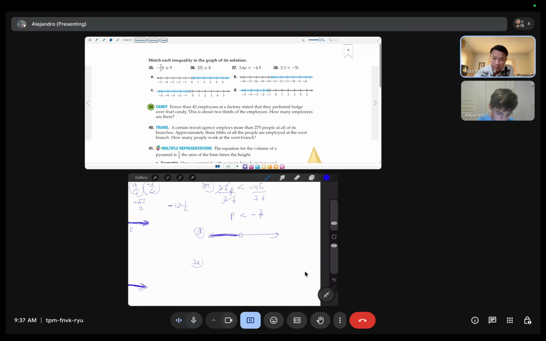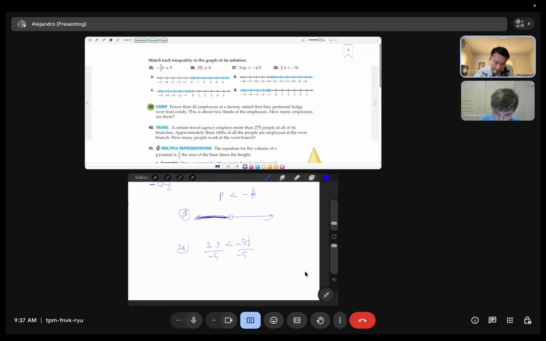38. I think your teacher may want you to do it. 12.3 less than negative 5t. So divide both sides by negative 5. But the next step, you write it by hand. Normally in the book, they'll flip it right away, probably right now, while they divide the negative on both sides. But since this is by hand, you can flip it right here in the next step. So it becomes positive t, and this becomes a negative number.